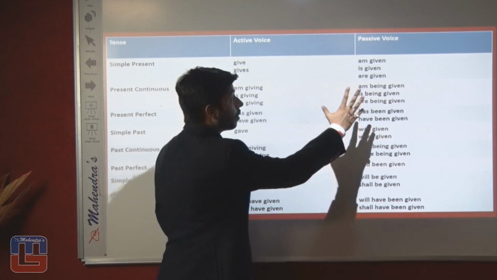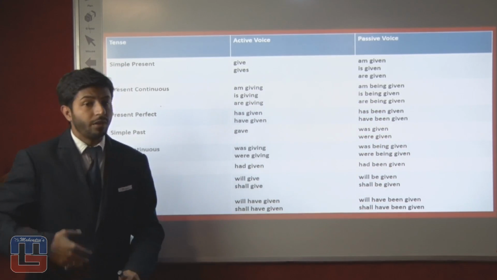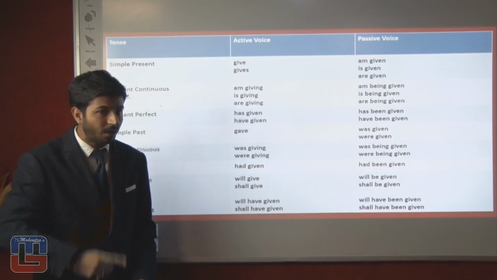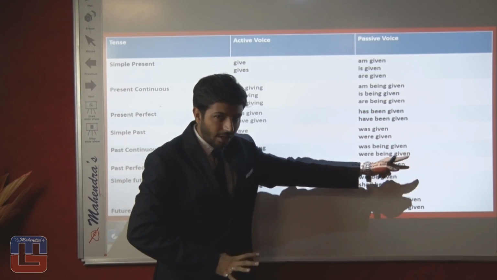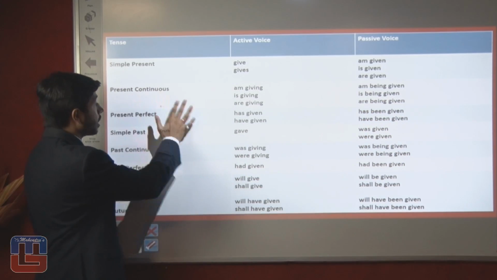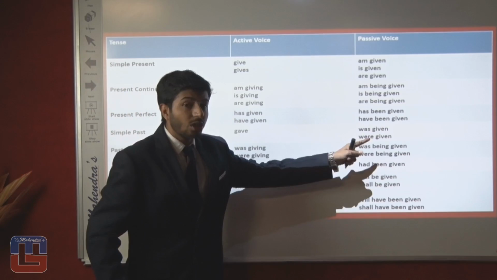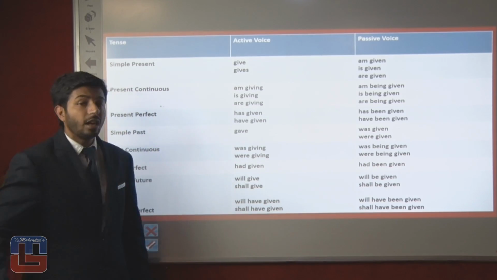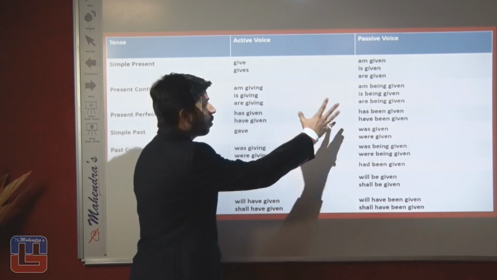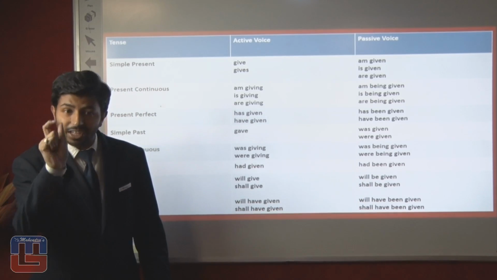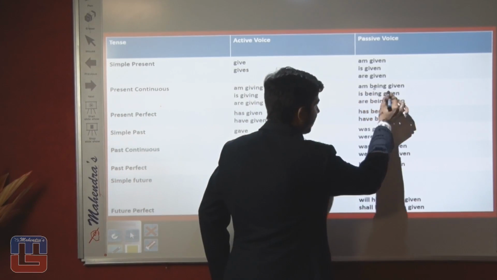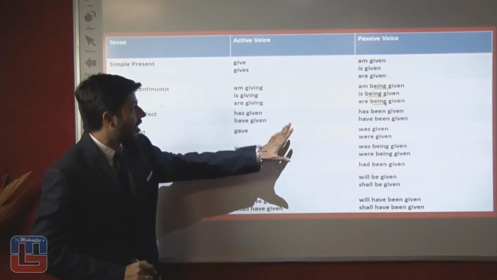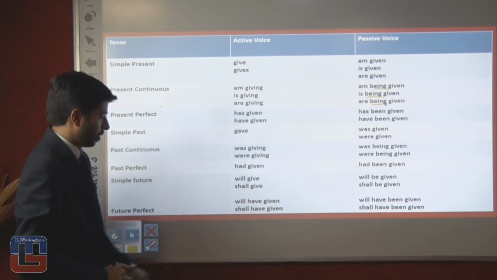And if we are talking about the passive voice, we have already discussed that in the passive voice only one verb is used, which is the third form of the verb. So given is required here, and we are converting present continuous to the passive voice. The helping verb which we use in the active voice of present continuous, the same helping verb we use in the passive voice, but with an additional word which is be. So this is the conversion of present continuous active voice into passive voice.